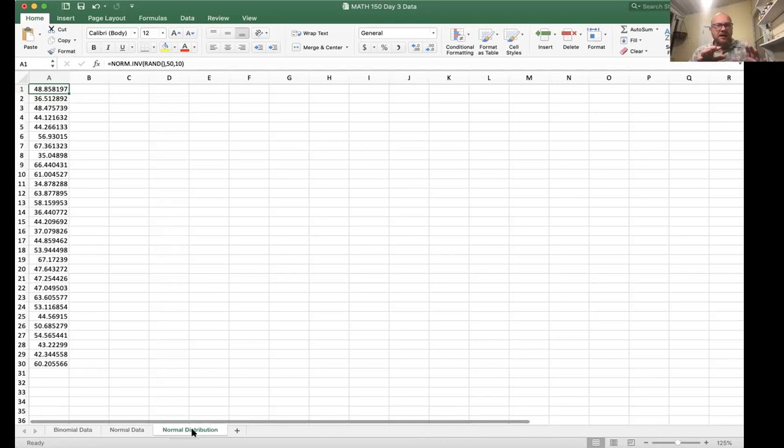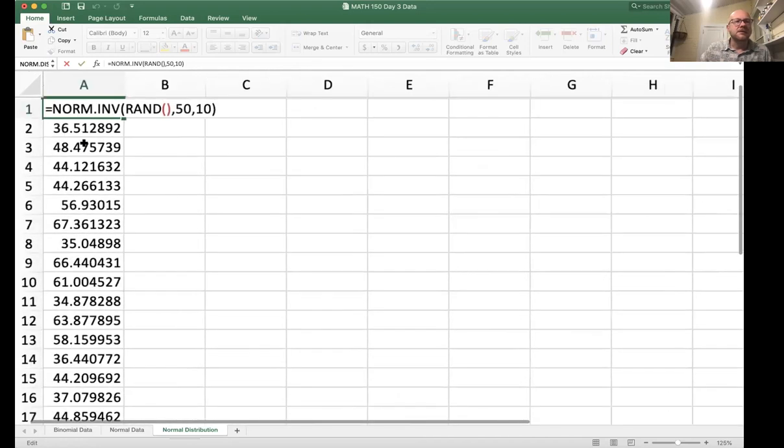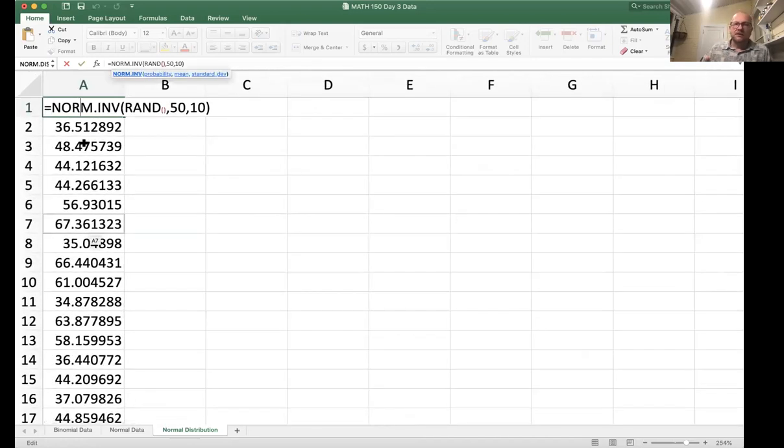Now, as usual, I have a smaller list than what you will have on yours, but what I want you to do is to take a look and notice how it's produced. What I did was to take a function called norm.inverse, and then I said rand. And what that's going to do is to randomly choose a number from a normal distribution that has a mean of 50 and a standard deviation of 10. This was the way I produced the data for the previous one, okay?